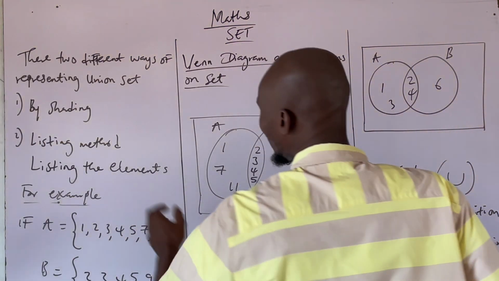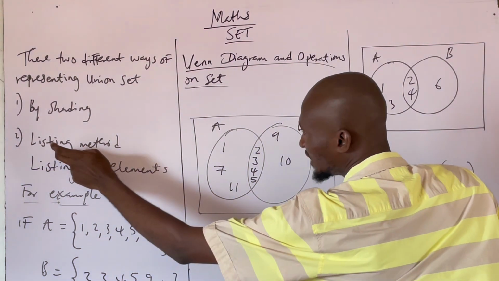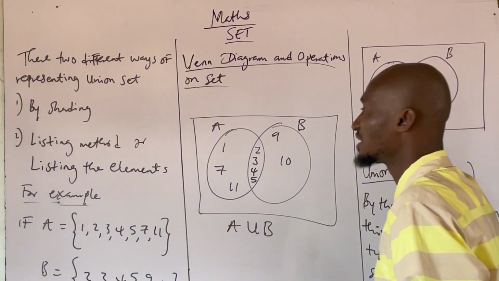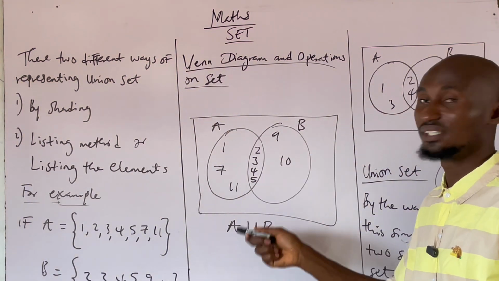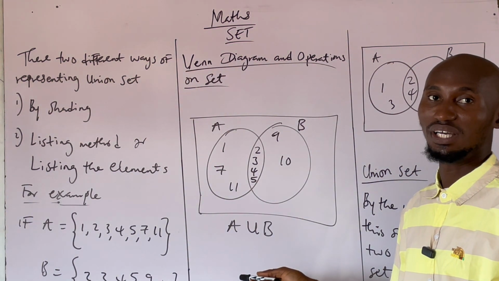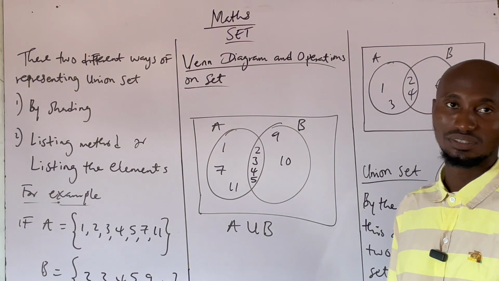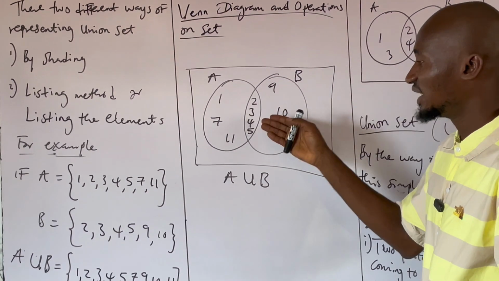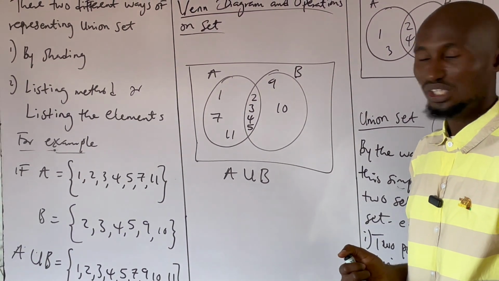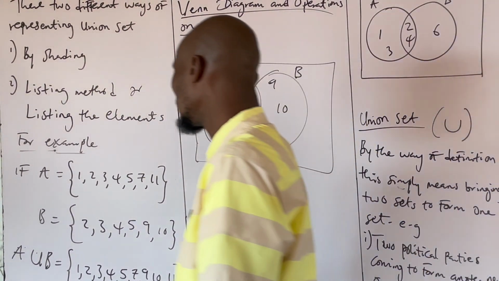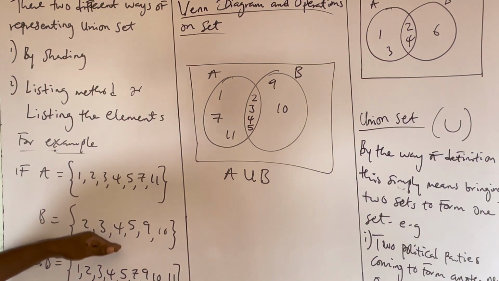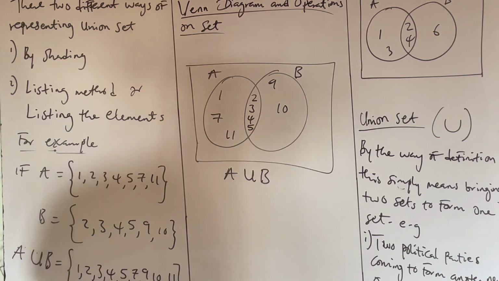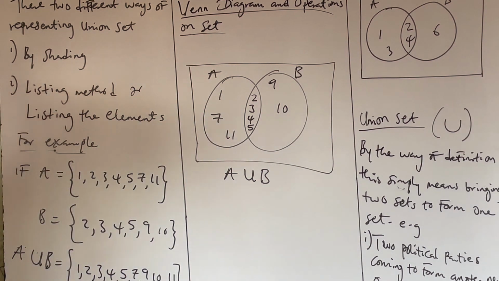So we said by listing the elements, or we say listing method. We also say by shading. You can decide to shade here or leave it. Did you understand that? So that is union set. What are we trying to say? Now these two different sets have things in common, which is what? 2, 3, 4, 5. Did you understand the point now?